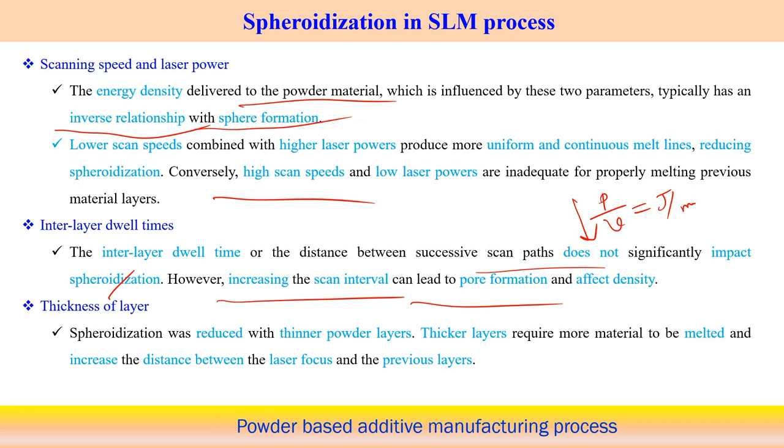Then the thickness of the layer. Spherization is reduced with thinner powder layers, because thicker layers require more material to be melted and increase the distance between the laser focus and the previous layer. That's why thicker layers are more prone to the spherization effect. Therefore, spherization can be reduced by using thinner powder layers.